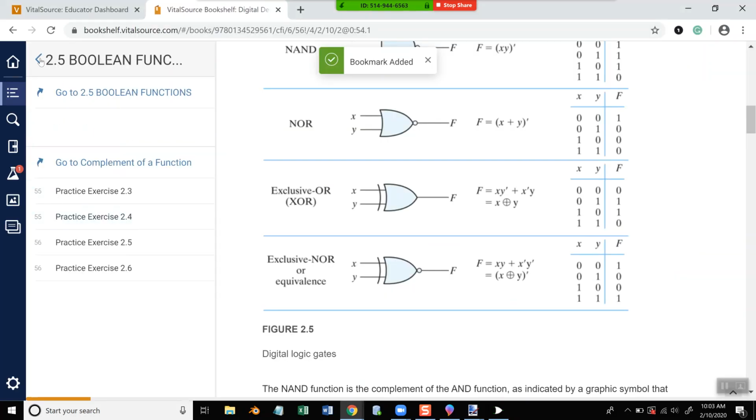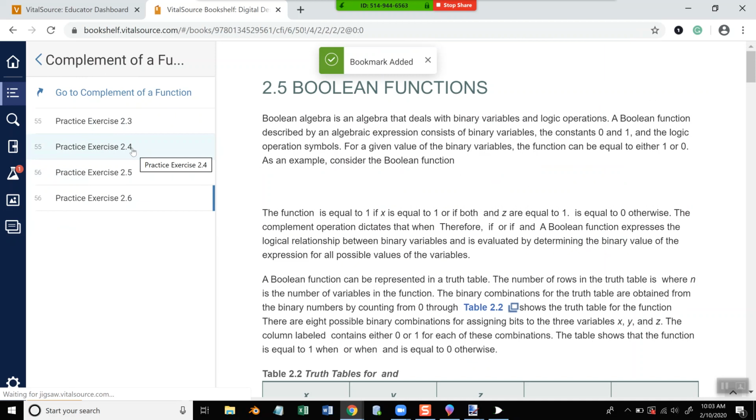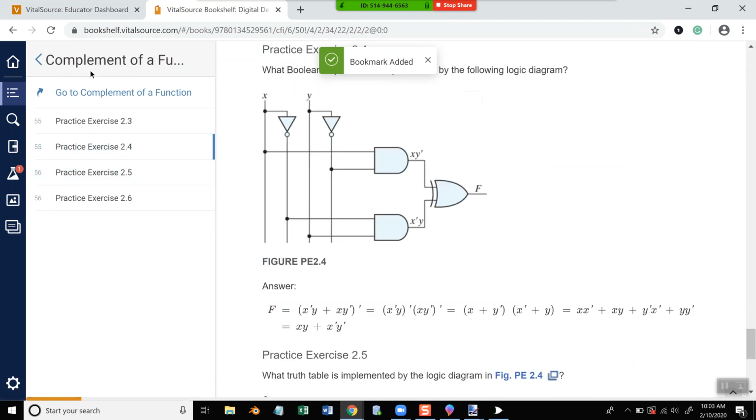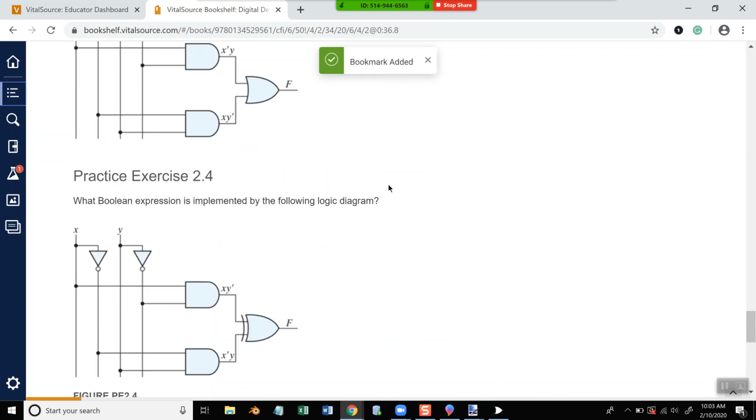Okay, so let's go back. Okay, first thing they say: what Boolean expression is implemented by the following logic diagram?